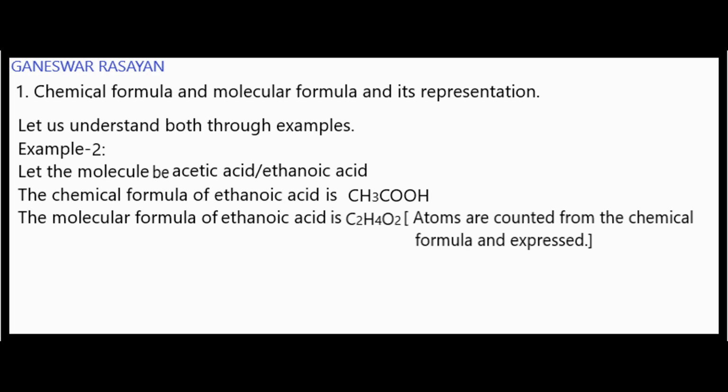Example 2. Let the molecule be acetic acid or ethanoic acid. The chemical formula of ethanoic acid is CH3COOH. The molecular formula of ethanoic acid is C2H4O2. To write the molecular formula, atoms are added from the chemical formula and expressed.